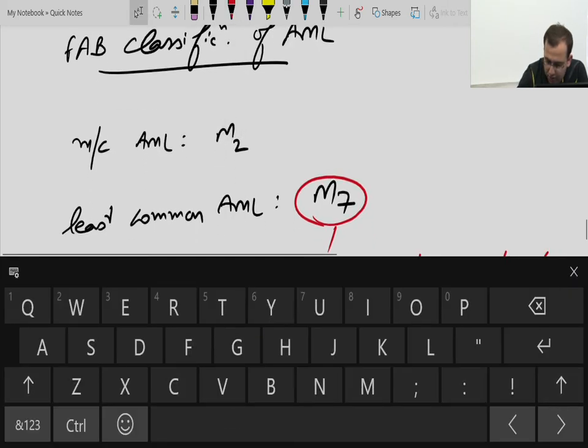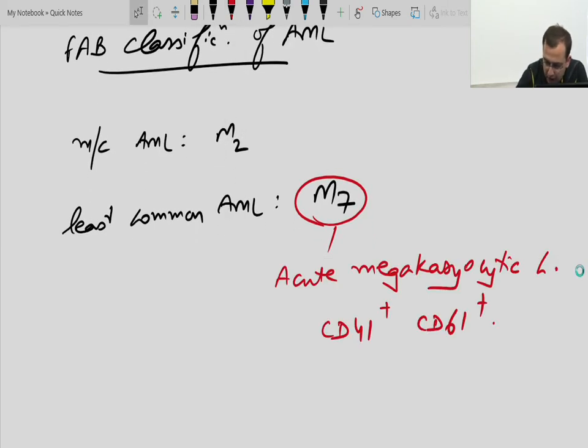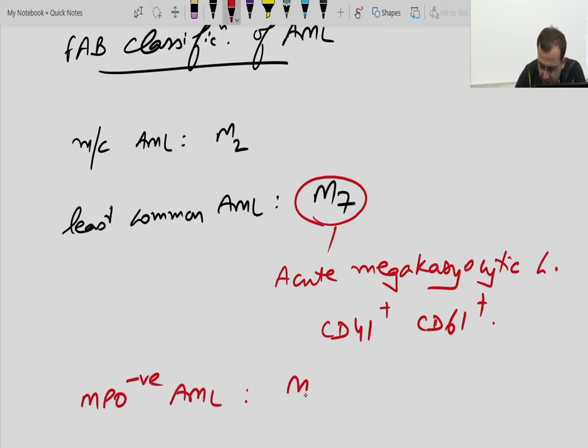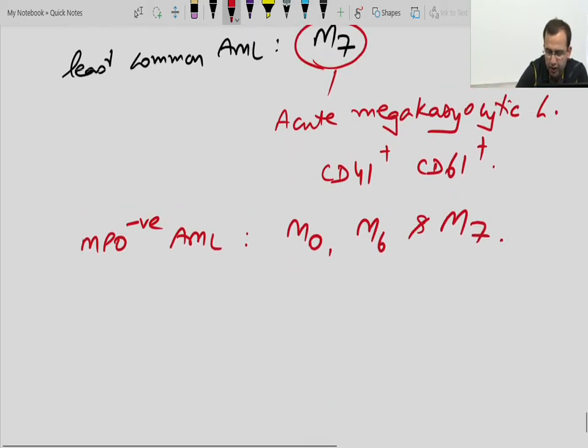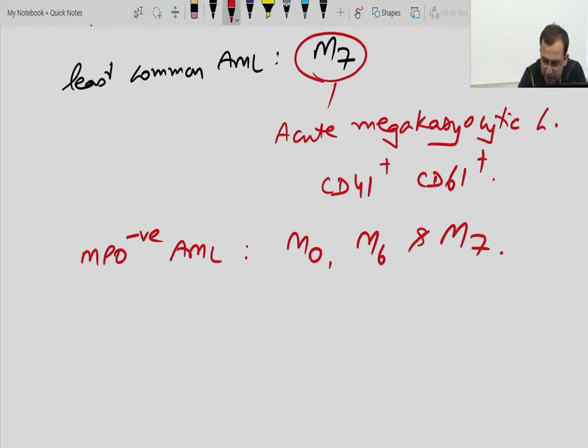Next point, MPO negative AML. They are M0, M6 and M7.